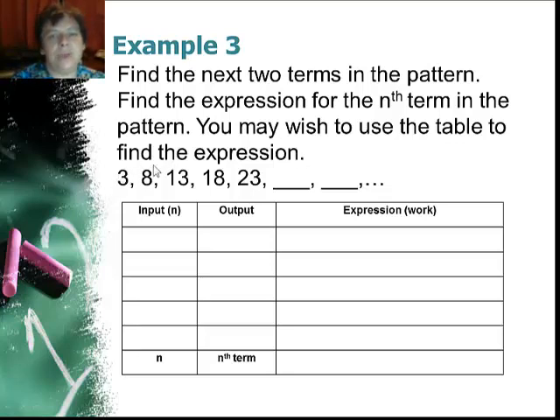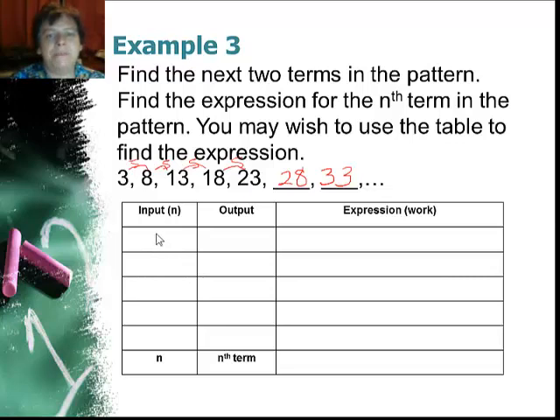We have 3, 8, 13, 18, 23. You might say, oh, well, it's always ending in 8 and then 3. Looks like probably that's going to be 28. You might notice there's a difference of 5 between these. It's always going up by 5. So there we go, 28. So that would make the next one 33. So that part's pretty easy.